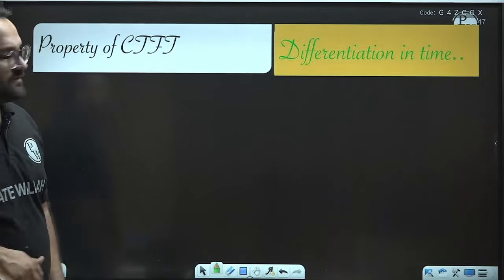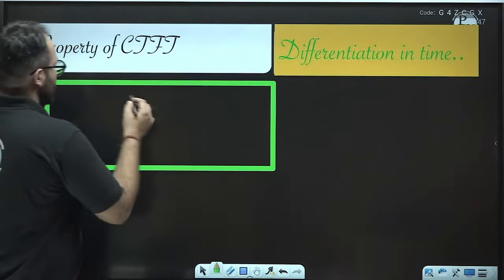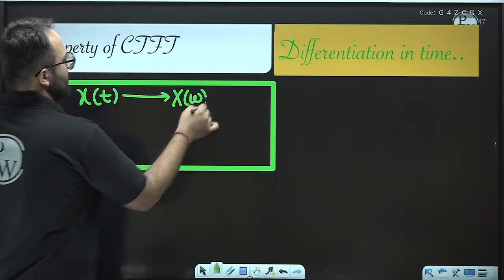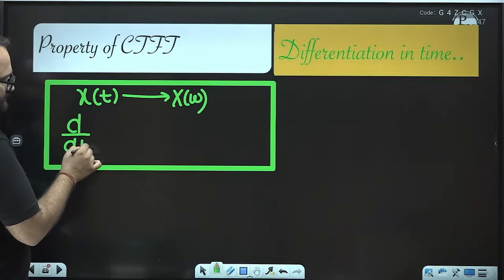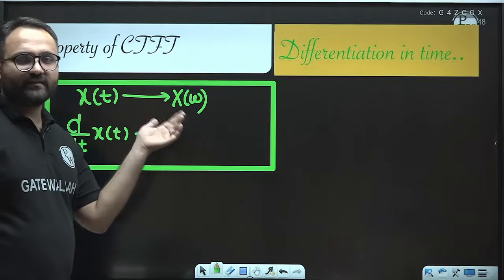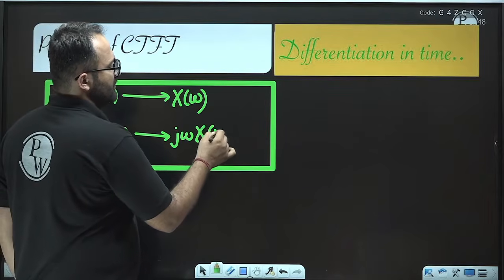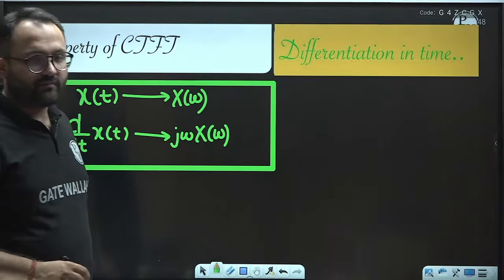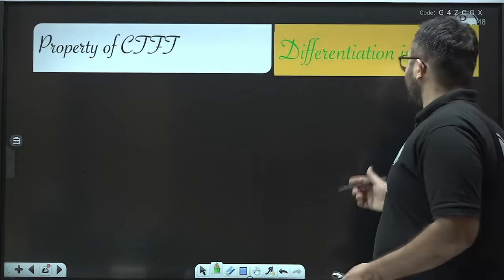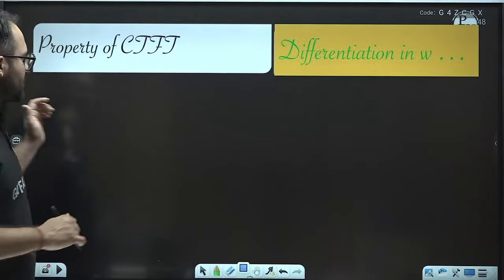Okay. Now let's move on to the next property, that is differentiation in time. Differentiation in time property is exactly similar to that of the Laplace transform. So if x of t has the Fourier transform x of omega, then for differentiation in time domain, in Laplace we simply multiply by s, that is s times X of s. So this will be j omega times X of omega. Okay, exactly similar to that of the Laplace. Okay, s times X of s means j omega into X of omega.